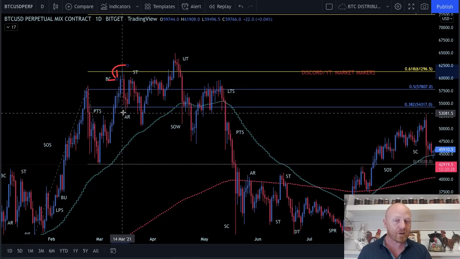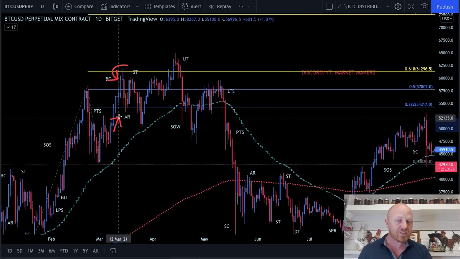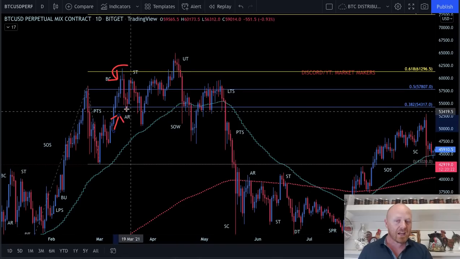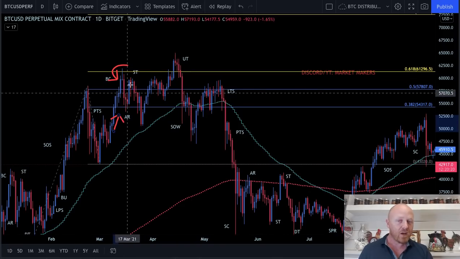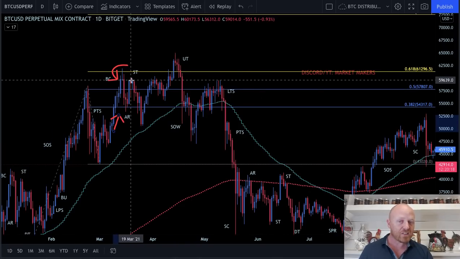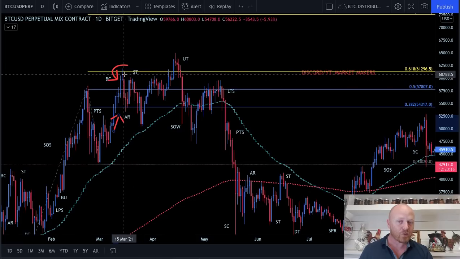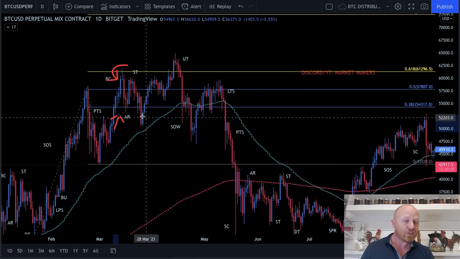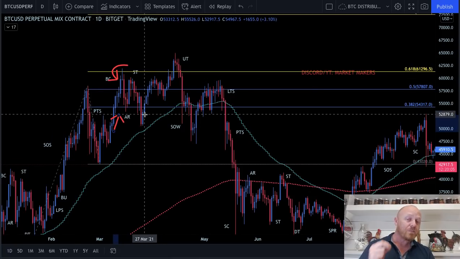Your automatic reaction. What did your automatic reaction do? It came down and tested the 382 fib. Do you see that? It came down and tested the 382 fib, went back up for your secondary test of your ceiling, confluence with these candle group right here, and then look at the immediate sign of weakness. After you get that secondary test, you fall down below the 382 fib. That should be a light bulb.